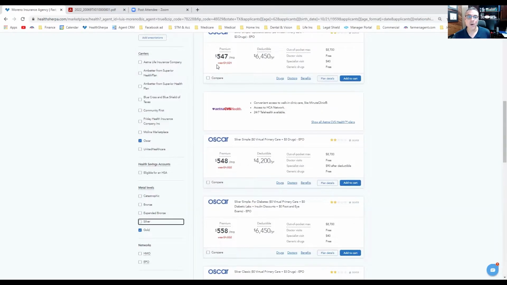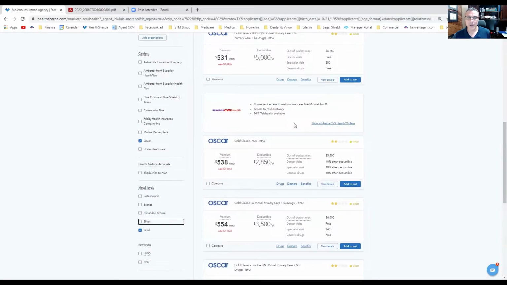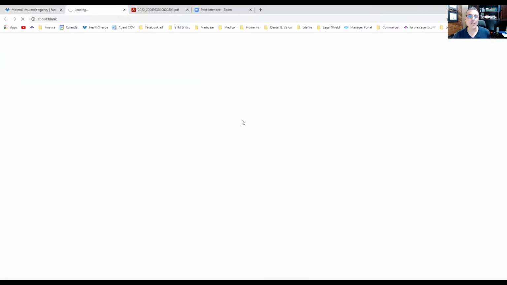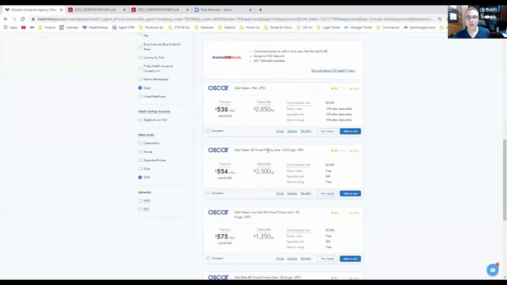Remember, we were at 547. So we went to a gold plan and look at the options on the gold. For a few more dollars, she was at 547, now 554, $7 more. Look what we did. We got a lower deductible. We got a lower out-of-pocket maximum. Of course, doctors are free, but then, of course, click on the benefit so you can catch it specifically.